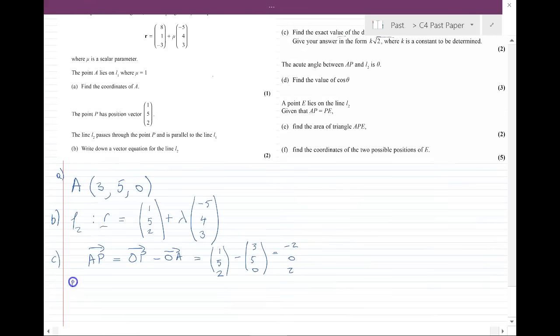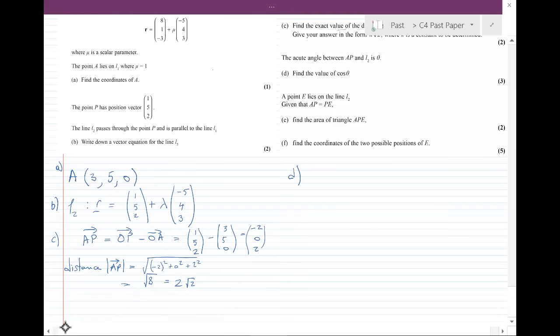So the distance from A to P is just the modulus, the length of that vector. So that's just minus 2 squared plus 0 squared plus 2 squared. That's the square root of 8, which breaks down to the form we want, which is 2 the square root of 2. Again, not difficult so far, it's just the more difficult bits are yet to come.